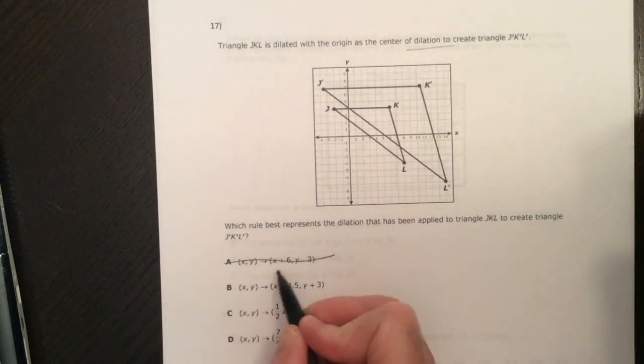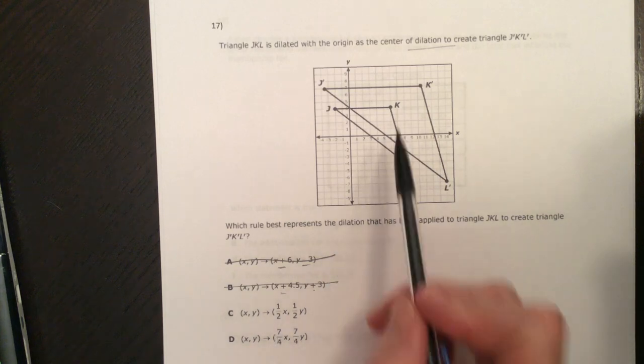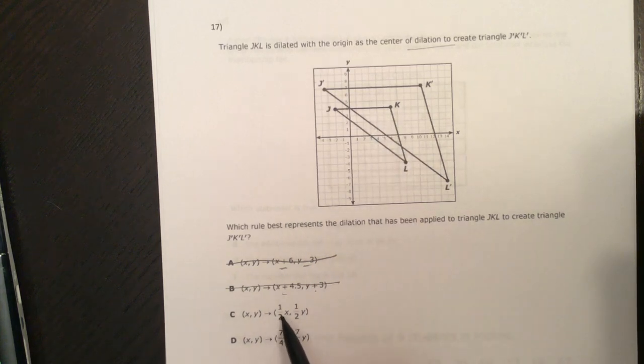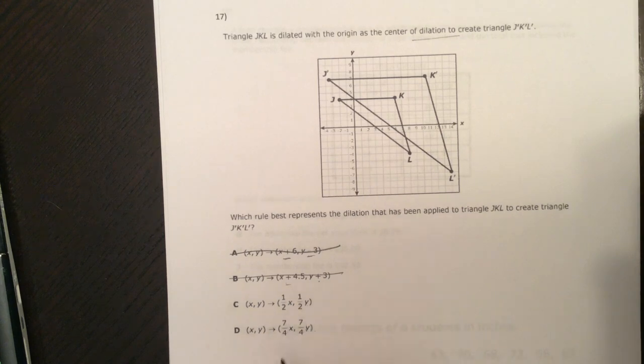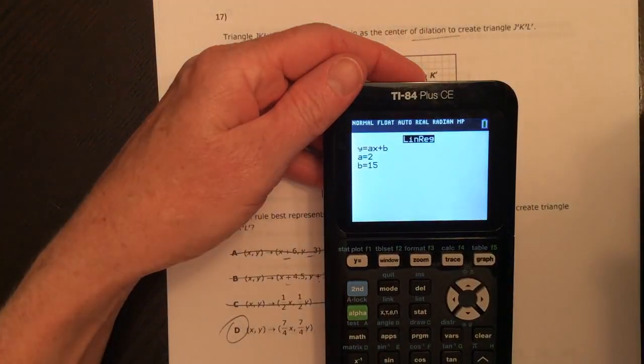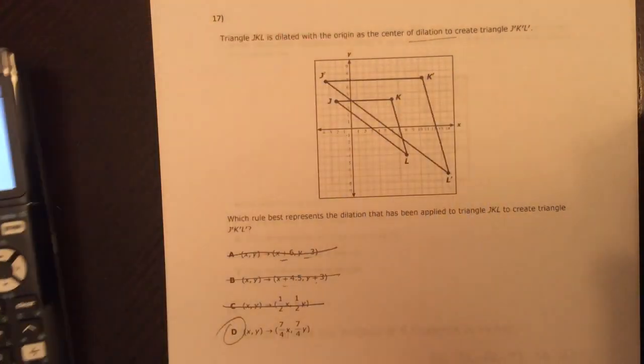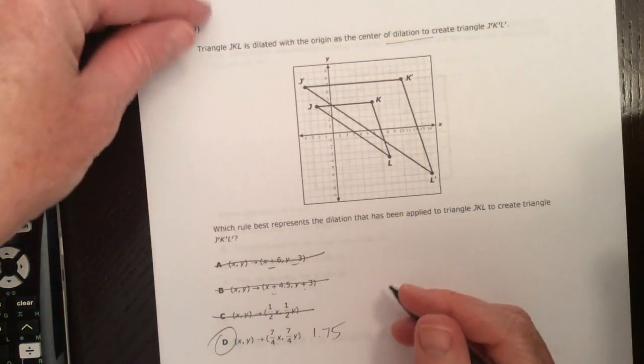We can mark off A because they are adding and subtracting. That's a translation. We can mark off B because they're adding. That's a translation. That's when it slides. This is a dilation. So we have the scale factor x, scale factor y, scale factor x, scale factor y. But which one is bigger than 1? Is 1/2 bigger than 1? No. Your answer is D. Just to double check, 7 divided by 4 is 1.75. That definitely is bigger than 1.